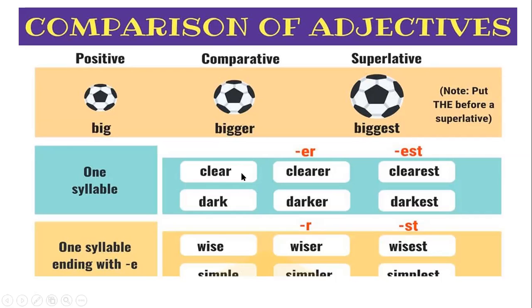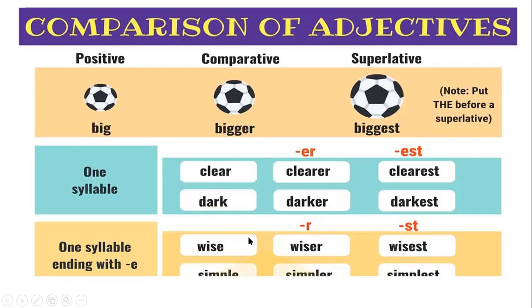So we can say, the day is clear. Today is clearer than yesterday. Today is the clearest day of the week. Dark. Tonight is dark. Or we can say, tonight is darker than yesterday. Tonight is the darkest, right? The darkest night in the week.